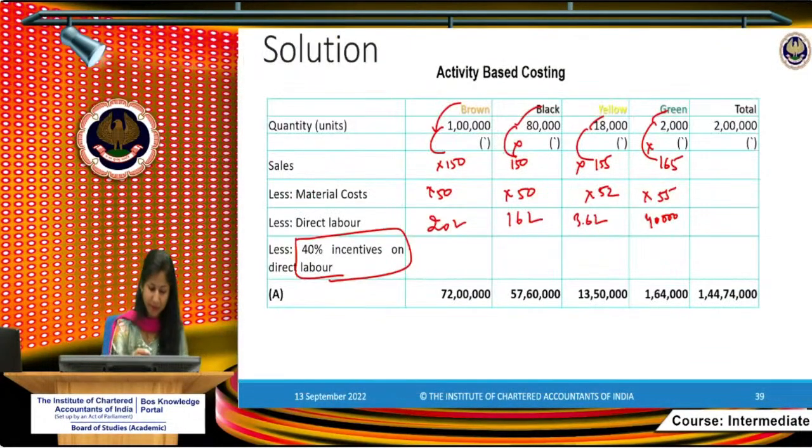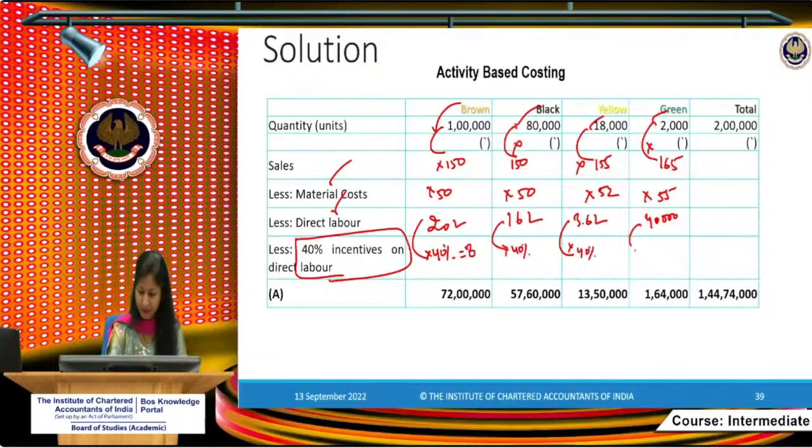Now the overhead. Overhead we will take care of at the next level. First, we are treating the direct expenses. So material cost is done, direct labor is done. Now the incentive portion, 40%. So this into 40%, 8 lakh would come here. Fine. This into 40%, this into 40%. Don't get confused. I will show you the next slide where all the figures have already been put in. I think this is clear up to this point.